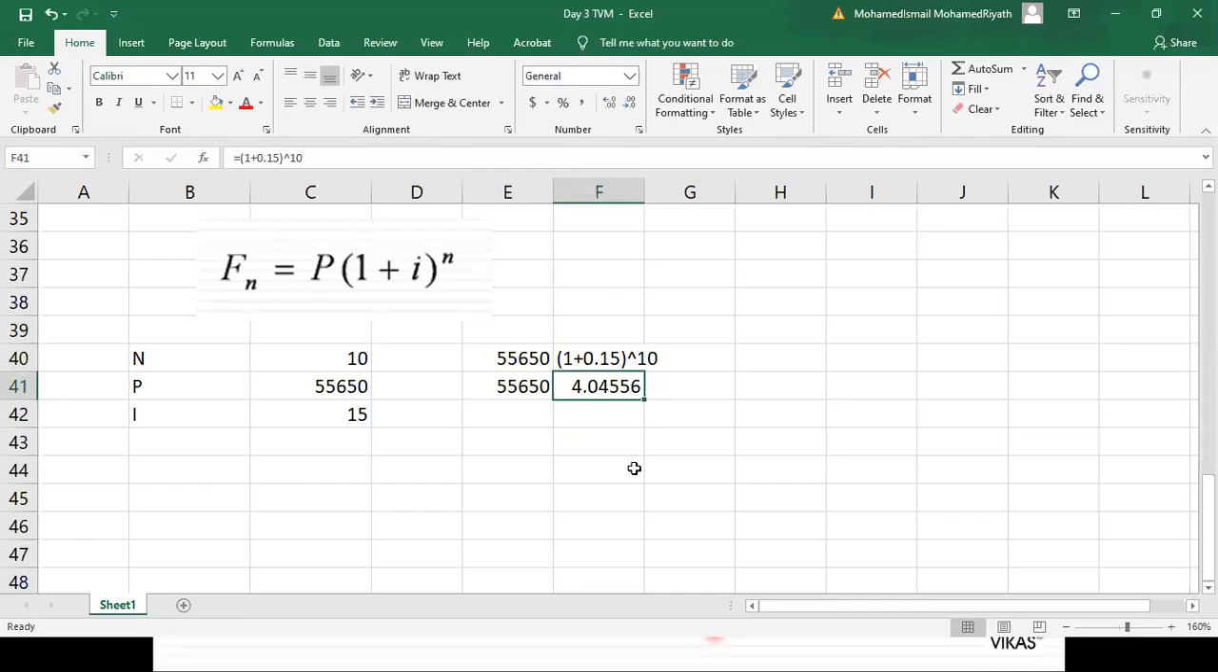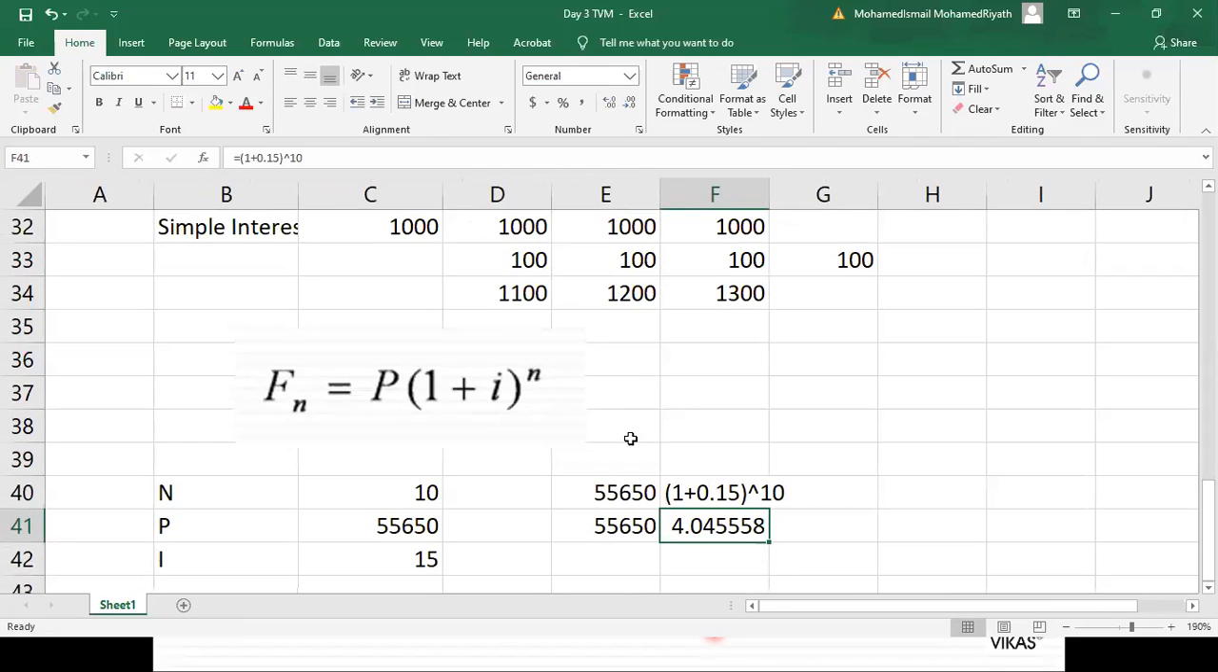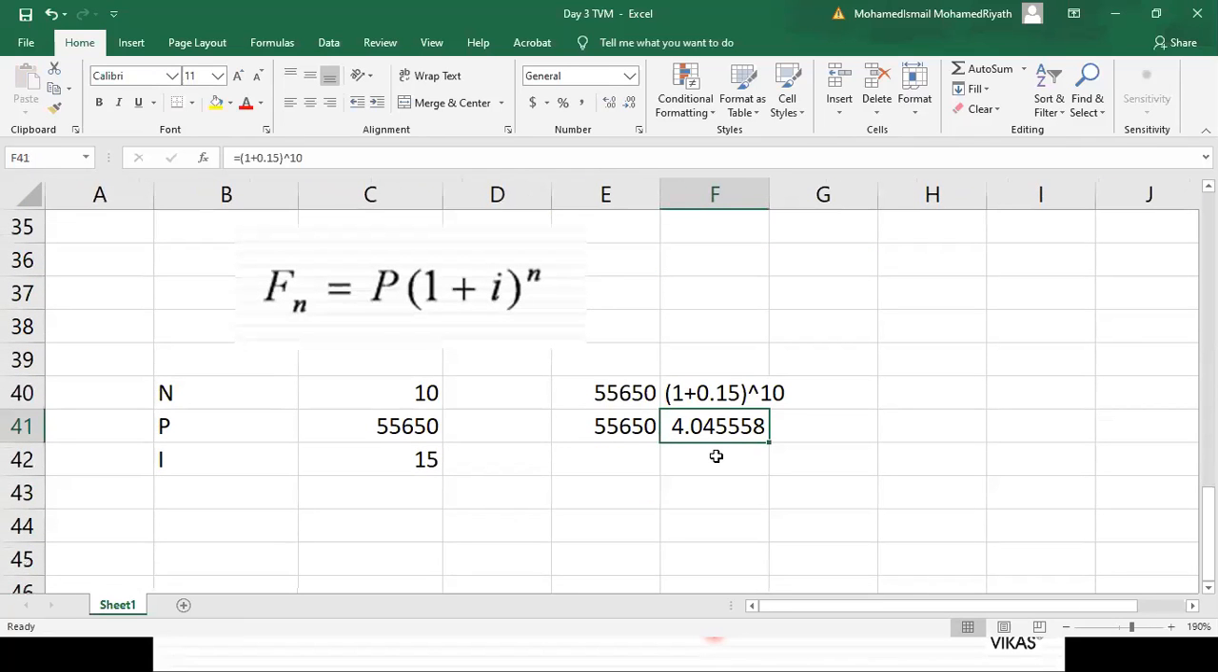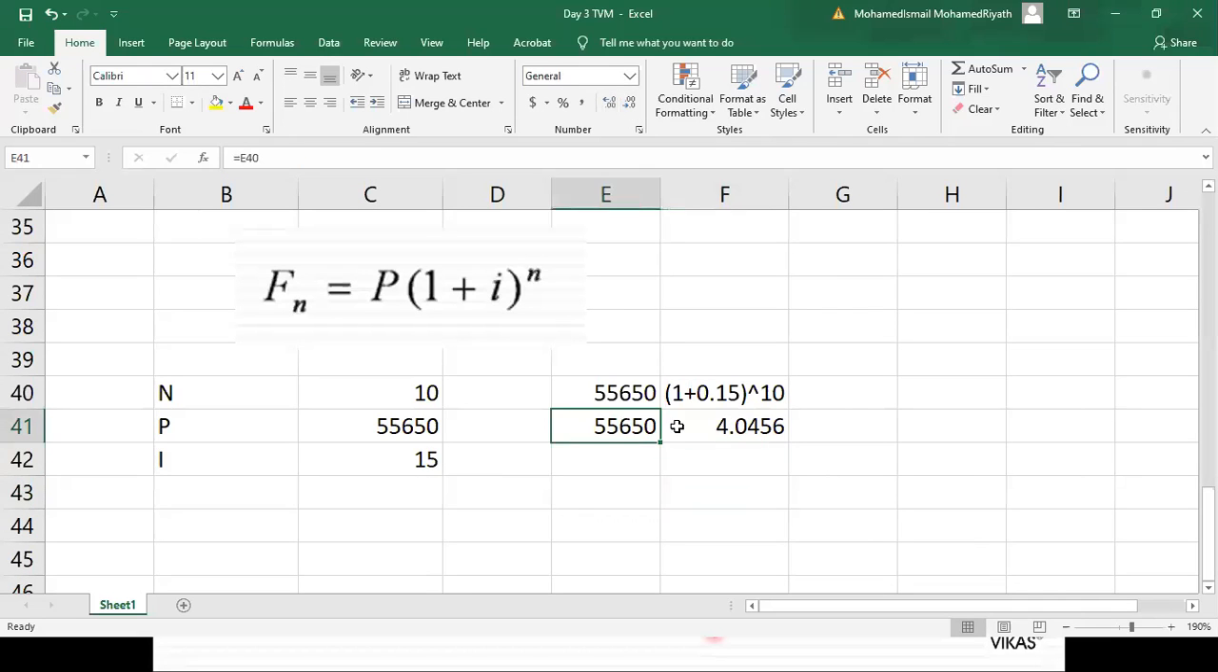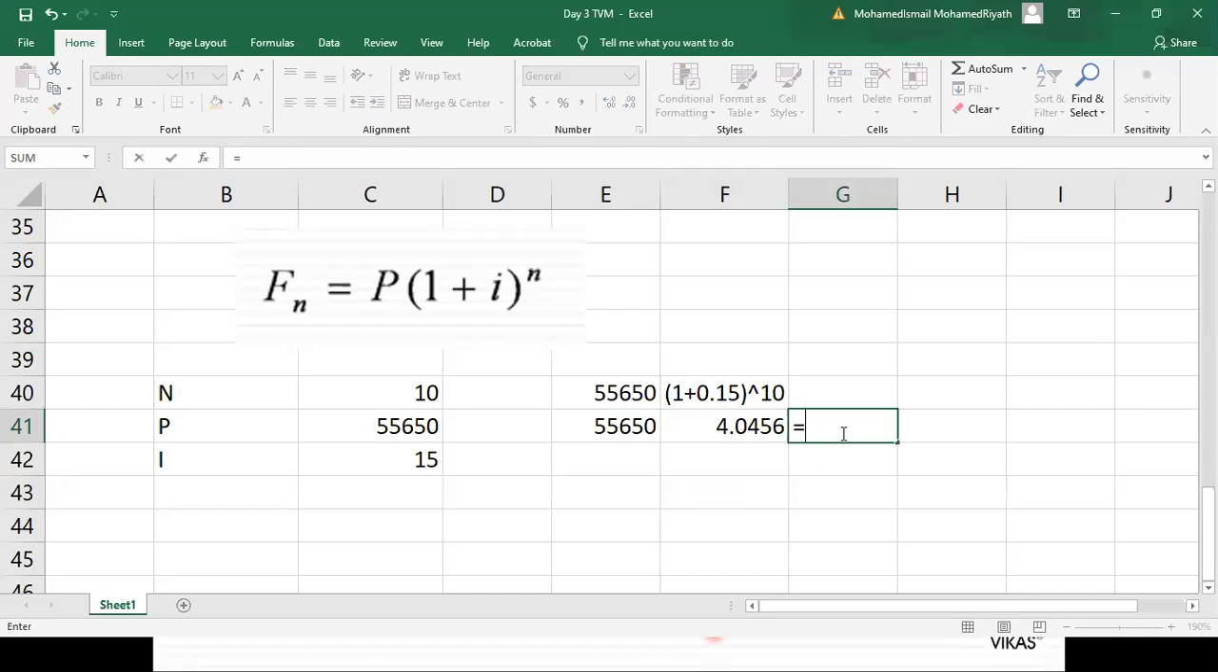Here you can find 4.0456, right? 4.0455, so we can round it. The same value we can obtain. Then this value into the CVP.